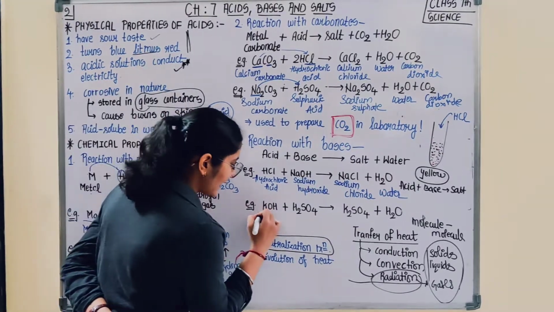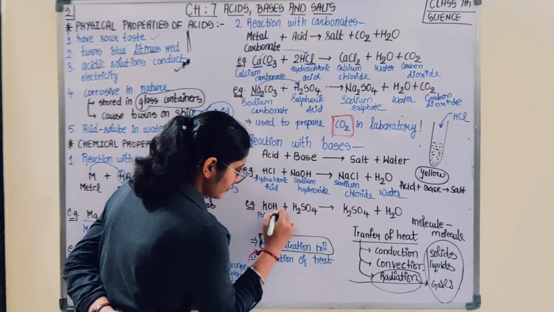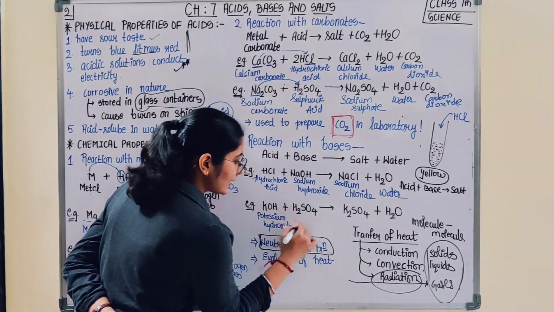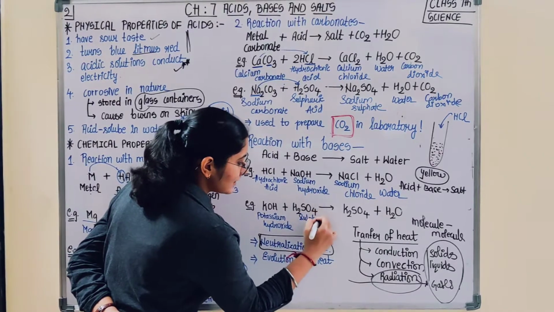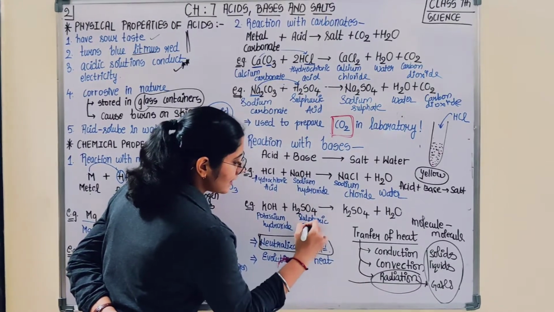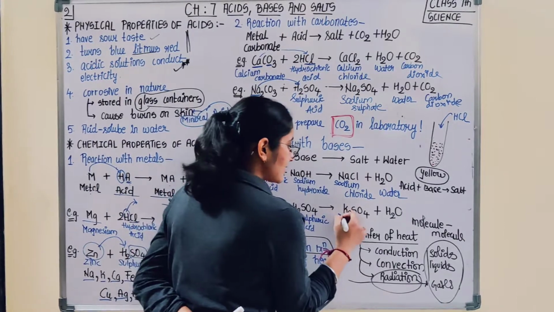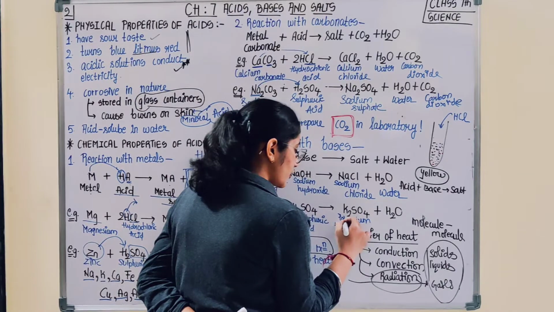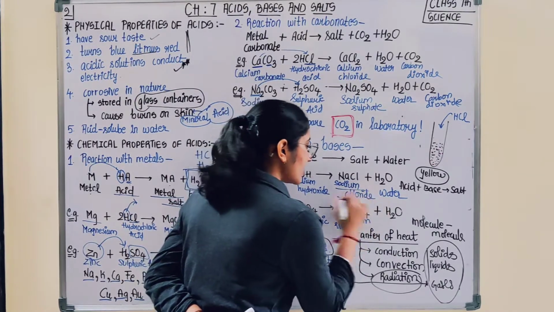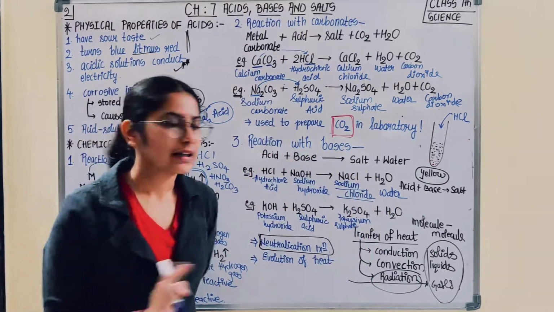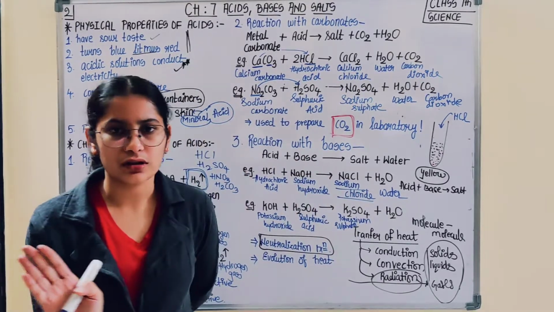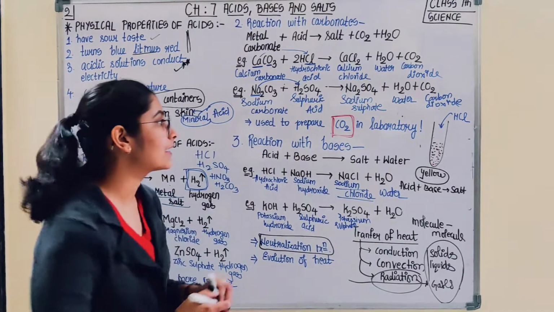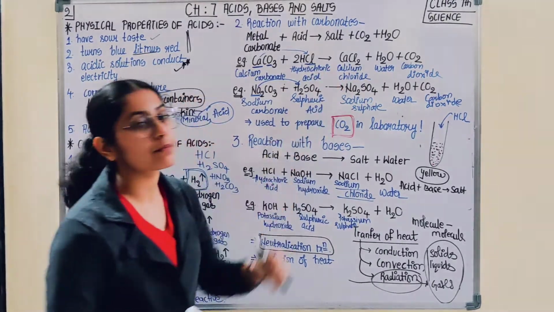The base is potassium hydroxide. Potassium hydroxide when it reacts with sulfuric acid, it forms potassium sulfate, and potassium sulfate is also an example of salt. Remember, it is not that only sodium chloride is salt. No, that is the salt you find in the kitchen. But apart from this, there are many salts like potassium sulfate, sodium sulfate, calcium chloride.